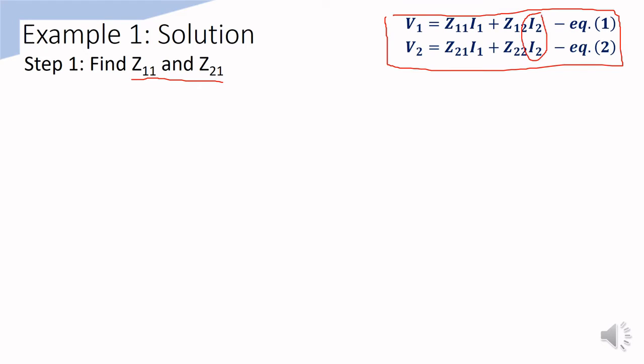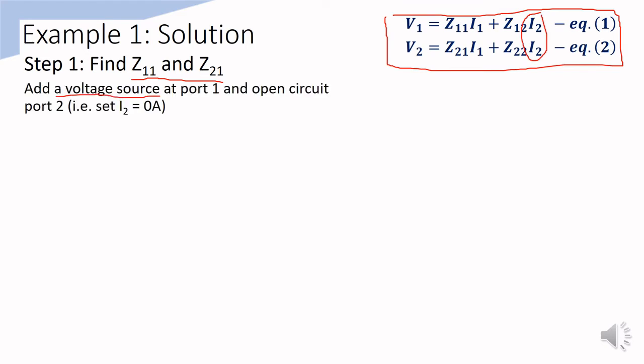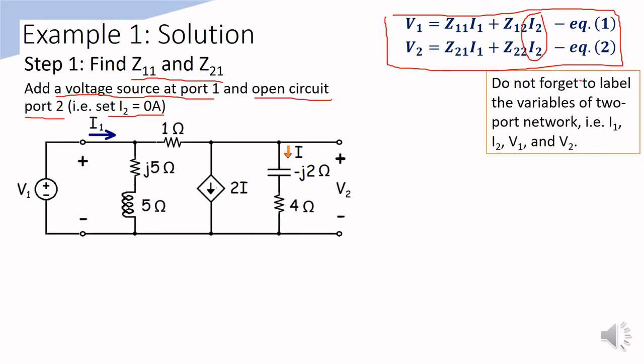So this is what we do. Connect a voltage source at port 1 and open circuit port 2. Draw the circuit and make sure all the variables are labeled correctly. Then, we analyze the circuit.